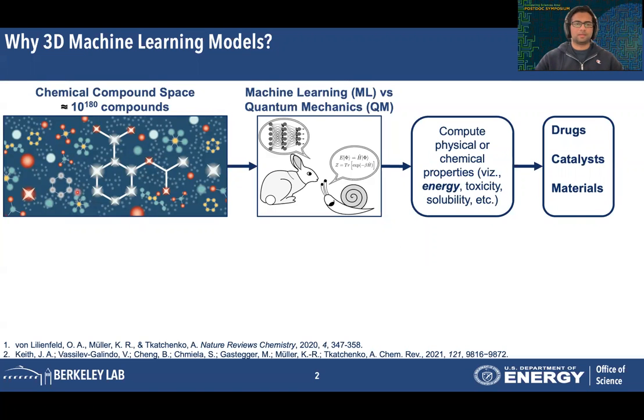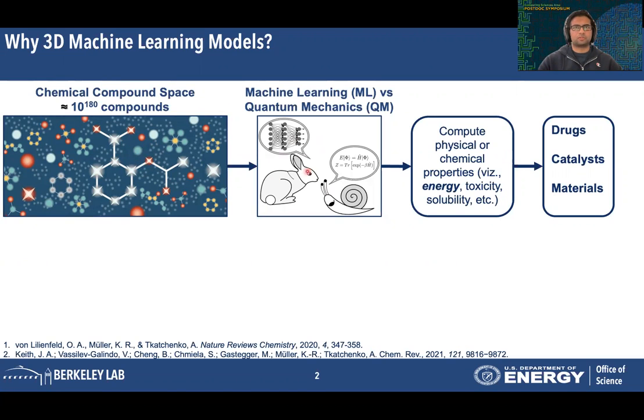Every known and unknown medicine and material exists in this so-called chemical compound space. However, it is incredibly huge. According to some estimates, there are around 10 to the power of 180 compounds in the chemical compound space.